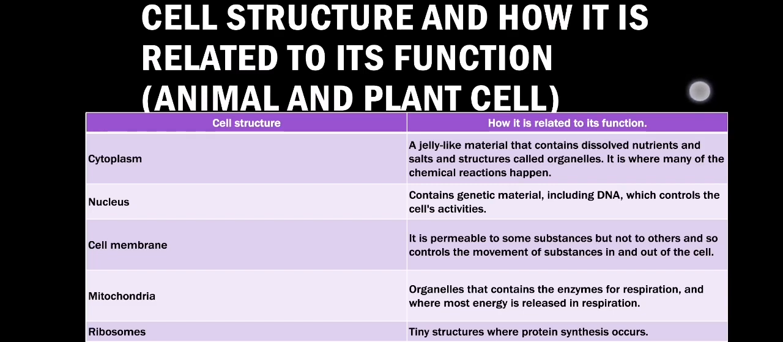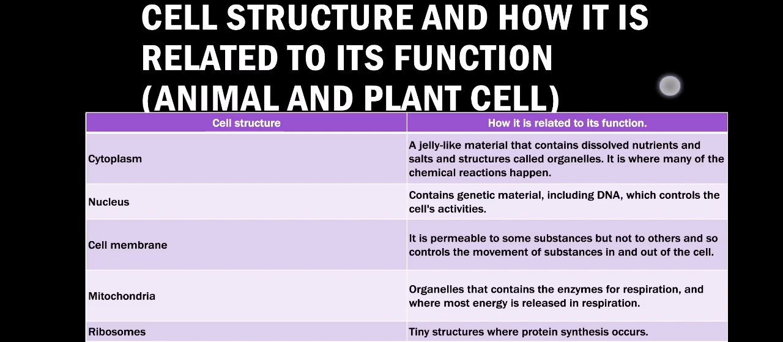Now, the nucleus contains genetic material including DNA, which controls the cell's activity. The cell membrane is permeable to some substances but not to others. You can just remember it controls the movement of substances in and out of the cells. For the cell membrane, it's really easy to remember.